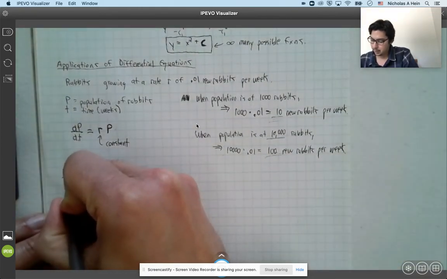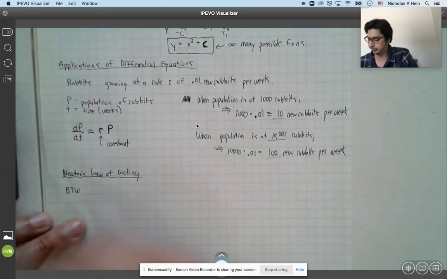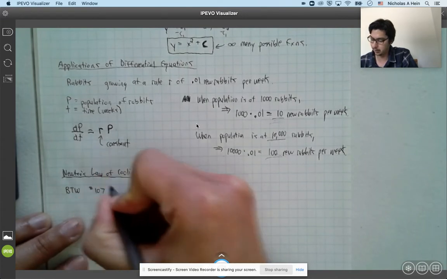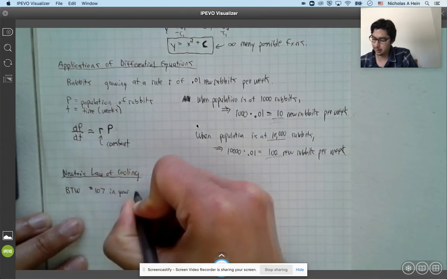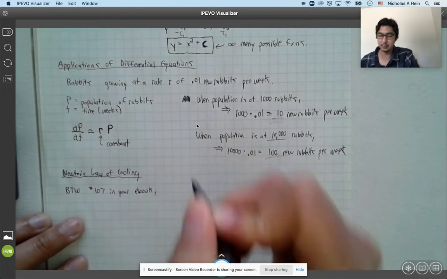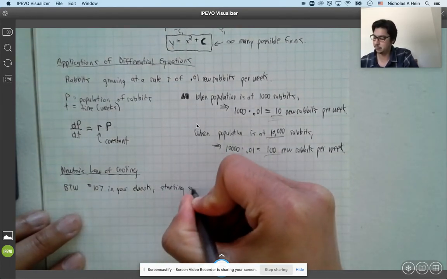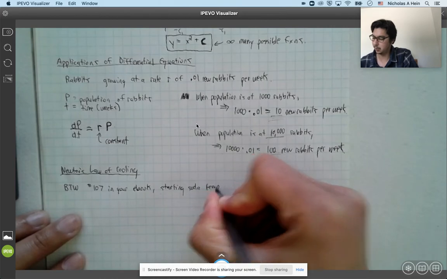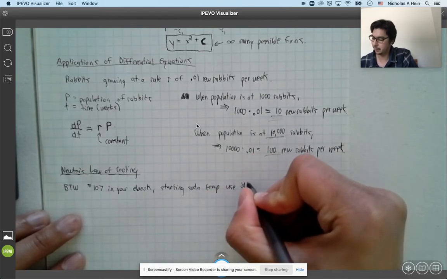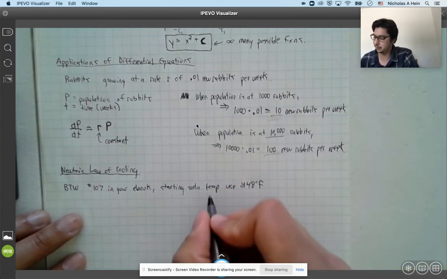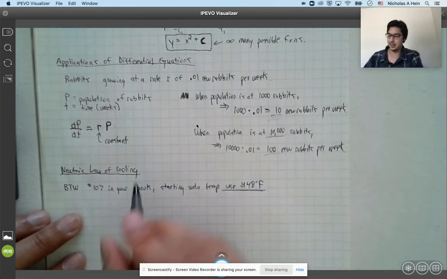And by the way, number 107 in your book, I don't know if it's in the textbook, but in the ebook, for the starting soda temperature, use approximately 48 degrees Fahrenheit. I say it because in the ebook it's missing.